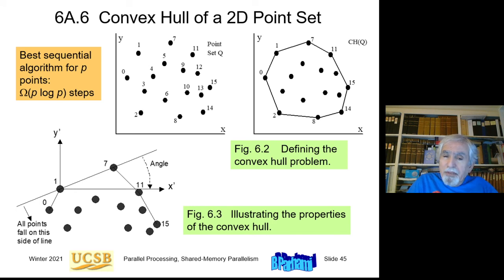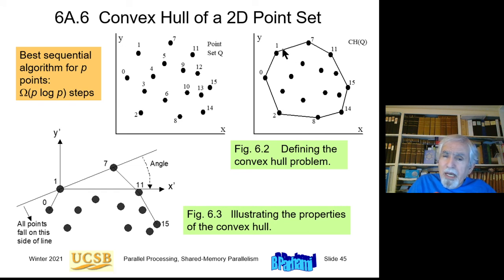So how do we go about writing an algorithm for the convex hull problem? Well, first let's examine some properties. By the way, the convex hull is characterized by the set of points in some order. Let's say the output of this algorithm will be 1, 7, 11, 15, 14, 8, 2, 0. Okay? The set of points on this exterior or convex polygon in some order. So that's the expected output of the algorithm.